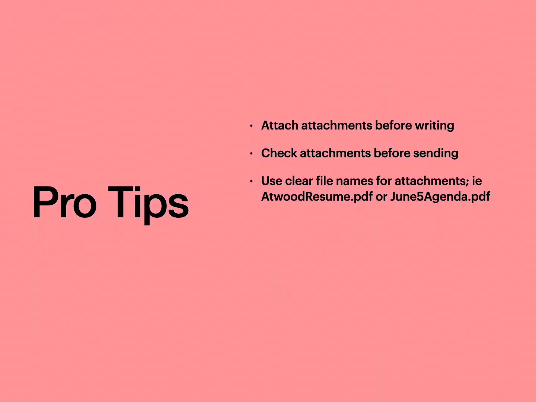Some quick pro tips about emails. If you're adding attachments, if you add the attachment before you write the email, you're more likely to remember to include it. It's always embarrassing to mention an attachment and then have to send a second email saying, sorry, here's the attachment. I like to check attachments before I send, just to make sure I'm actually sending the correct attachment and that it's still there.